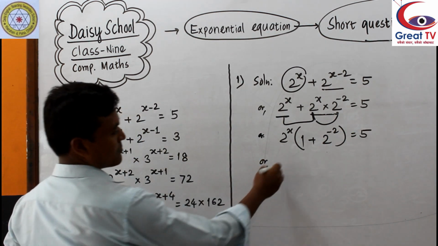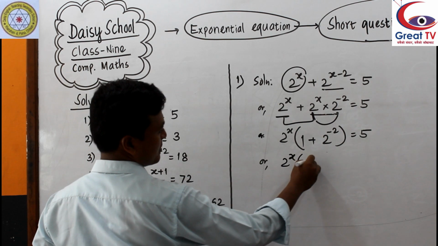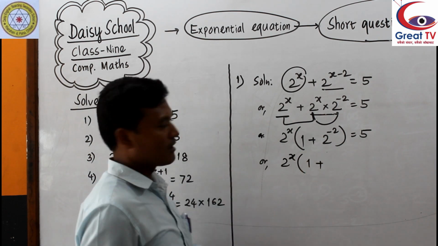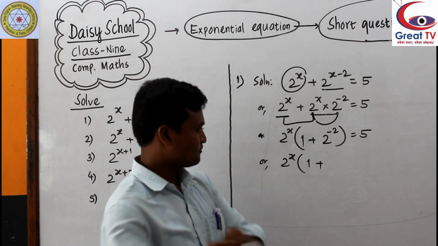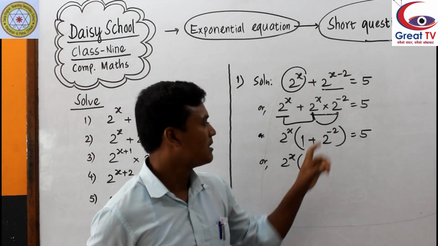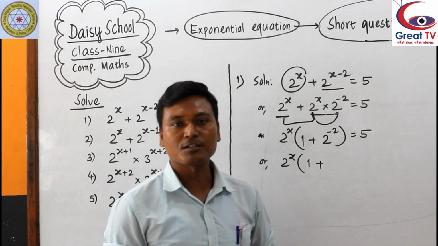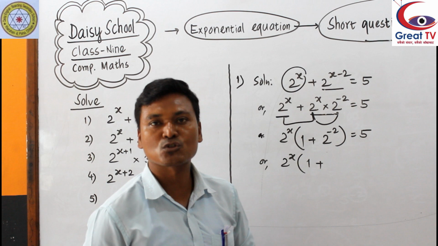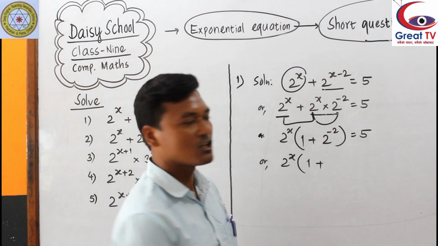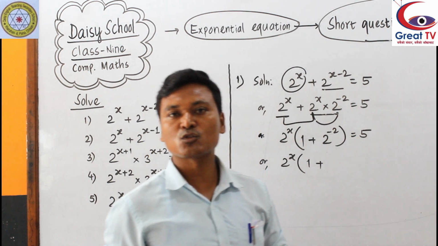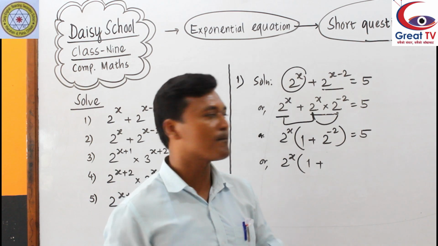Well, 2 to the power x plus... Now here we have 2 to the power minus 2. And you know very well, my dear students, here you have to simplify it. You have to write the value of 2 to the power minus 2 by using the law of negative index. You can do that directly: 2 to the power minus 2, the value is 1 upon 4.